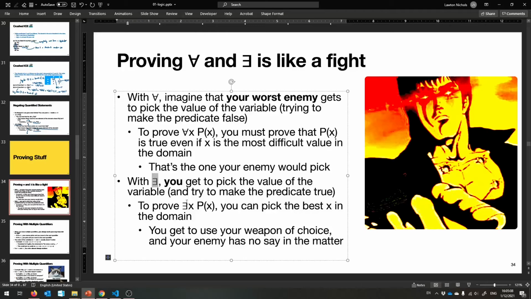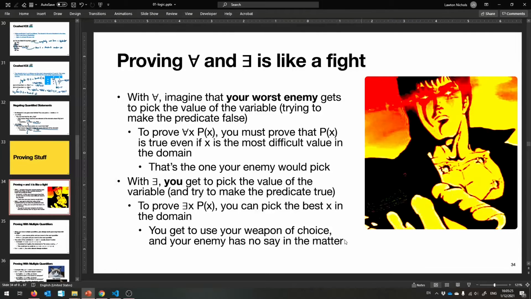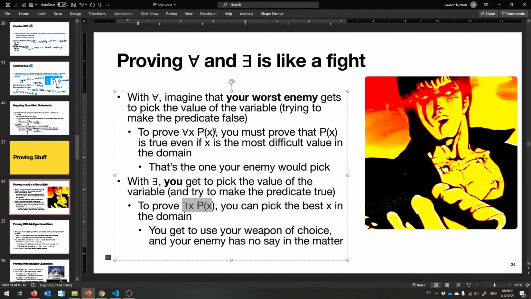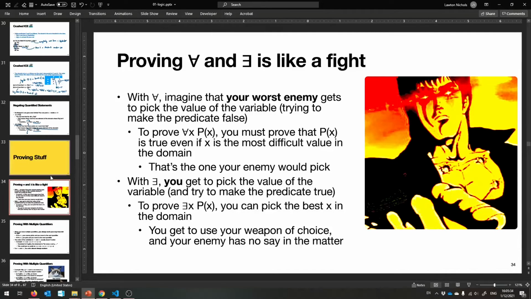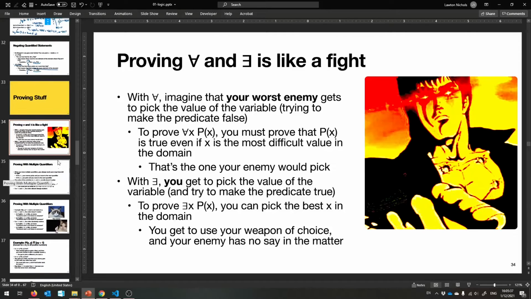Okay, with there exists though, you have the other side of the coin. You get to pick the value of the variable, and you get to try and make the predicate true. Because to prove there exists an x such that p of x, you just have to find one good element. You can pick the best element in the domain, the one that's easiest to prove this statement for. Okay, and you get to use your weapon of choice, whatever you want. Your enemy can't say anything because you only have to find one thing, whereas for this one you have to prove for everything. And your enemy's going to throw hard stuff at you.